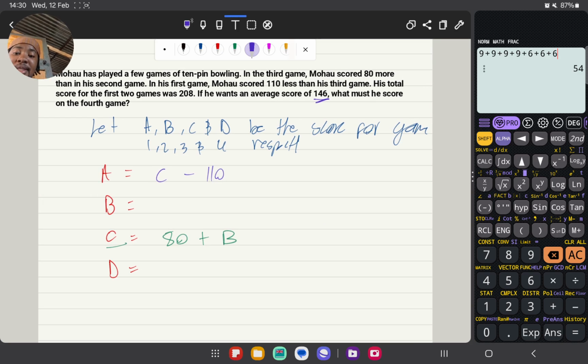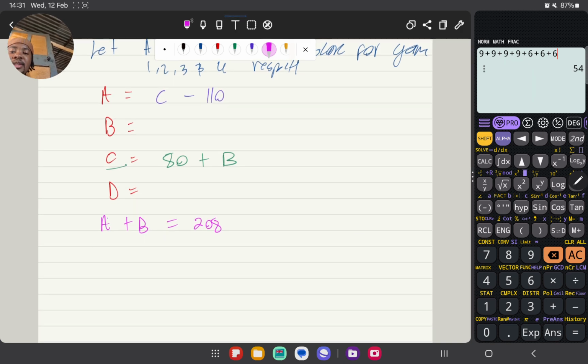Now the next thing they say is that the score of the first two, meaning the score of A plus B, equals 208. Right? Since they didn't say anything about the second score, we'll just put it as B. Since they didn't say anything, we have to find D. D is what we have to find, right?